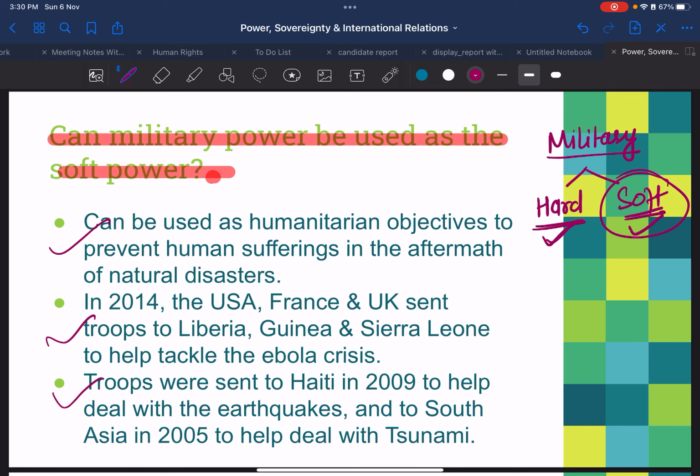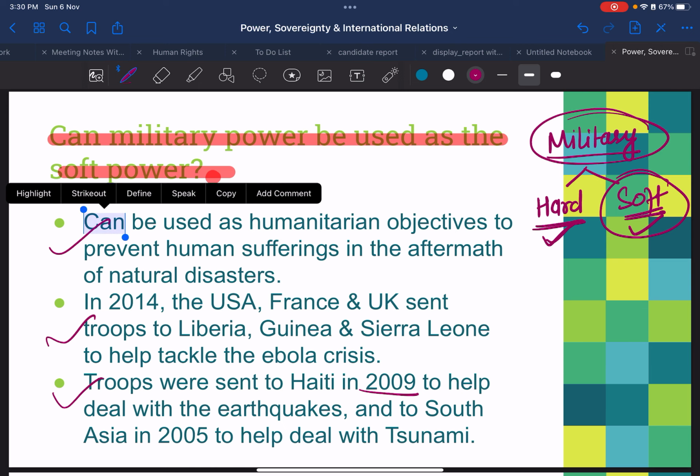Another example, you can think of Pakistan flooding in 2011, where India even sent its military troops to Pakistan, and even the other countries also sent help to India when there was the tsunami. Okay, many more examples you will find here. They are written as well. So the two sides of military power. Okay, now we go further.